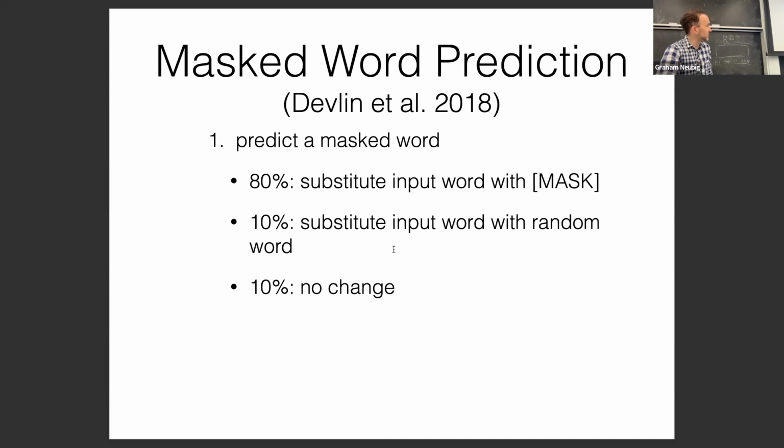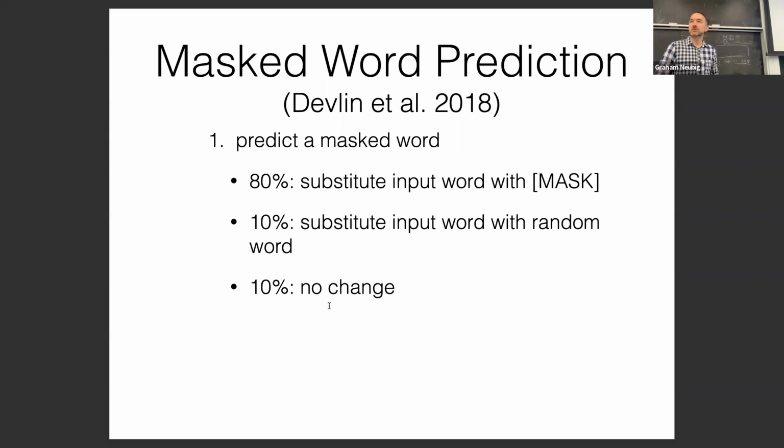You could also view it as a contrastive task where 10% of the time it's a random word, 10% of the time it's no change. So you need to force it to decide whether this is an ungrammatical or unnatural word for the context or it's the correct word for the context.